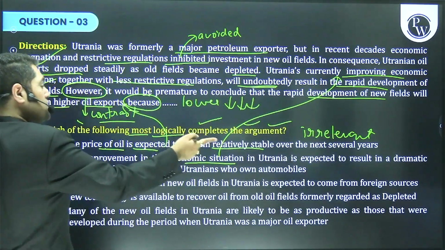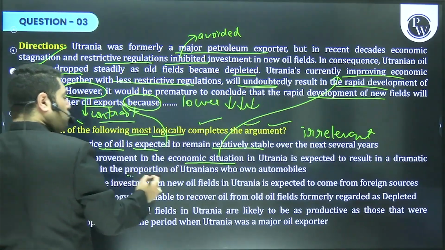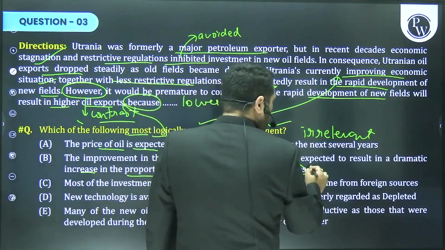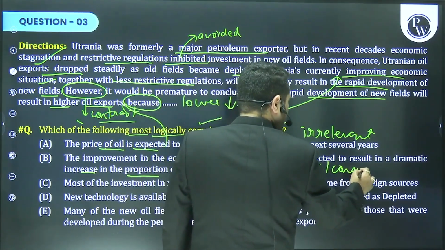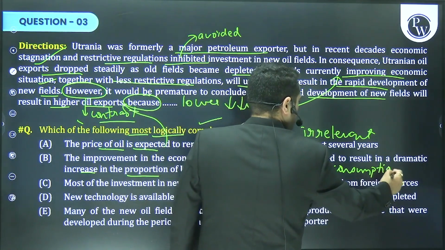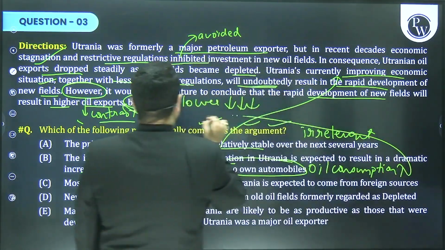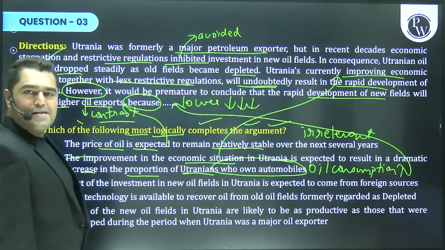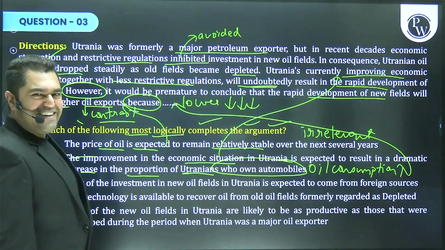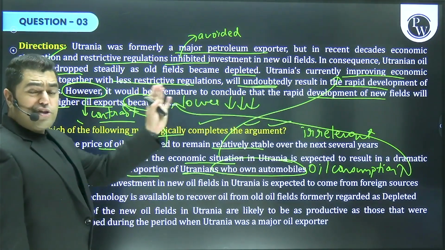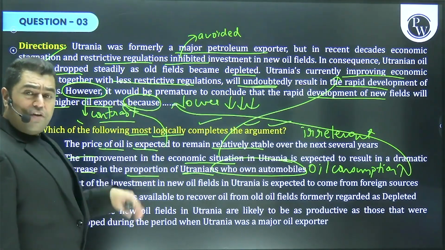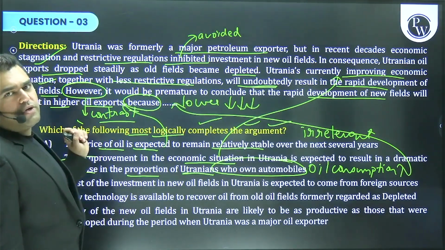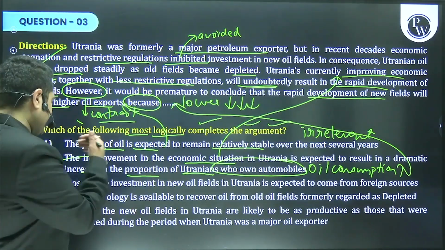Is expected to result in a dramatic increase in proportion of Ukrainians who own automobiles. This means oil consumption will increase. This means lower oil. This option is too good, yeah. Understanding? So economic situation will also improve, but cars will also increase. That means more oil will be consumed, less oil will be exported. B is perfect. But chalo, आगे देखते हैं.